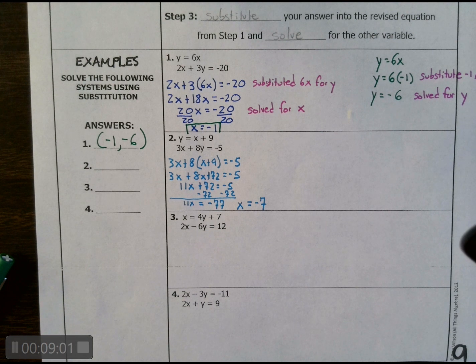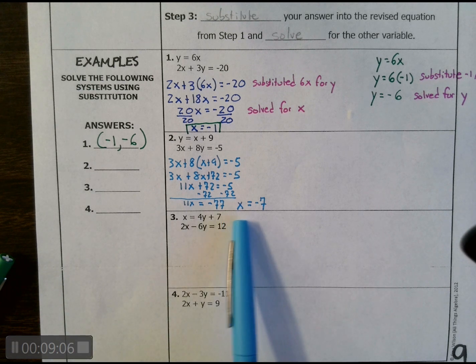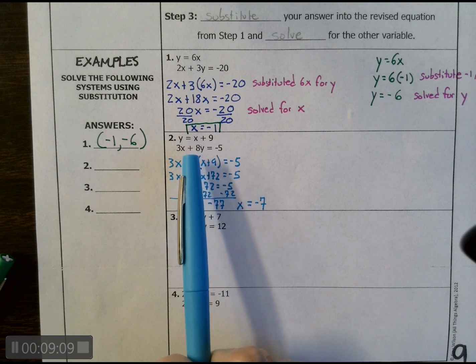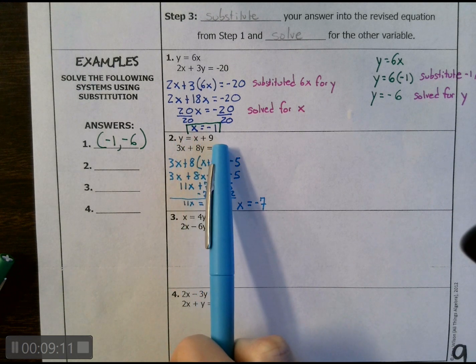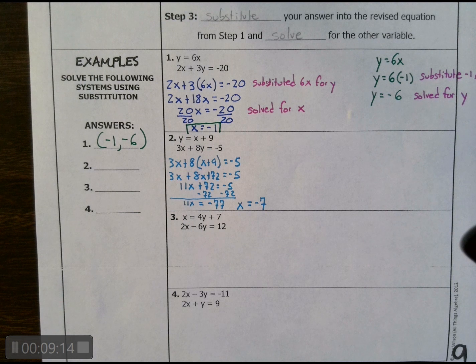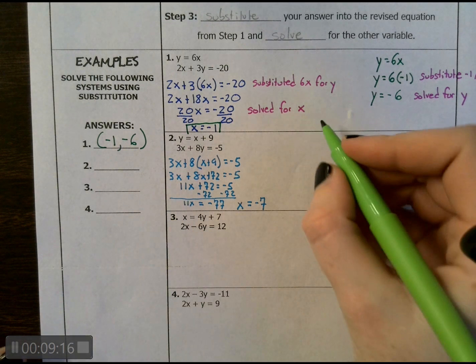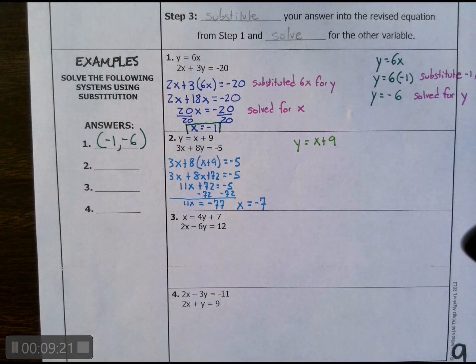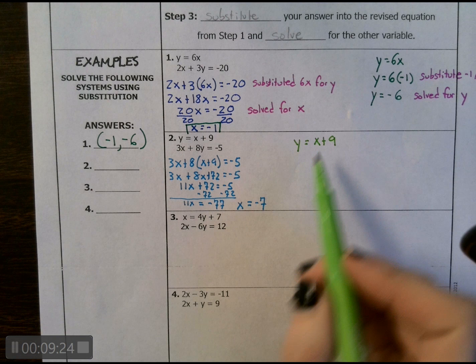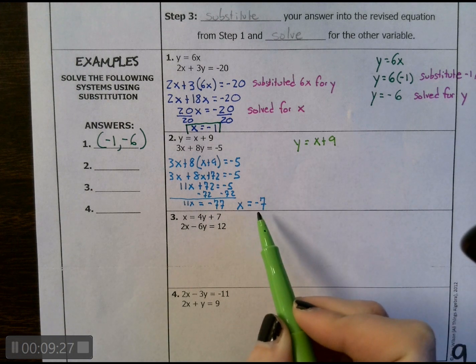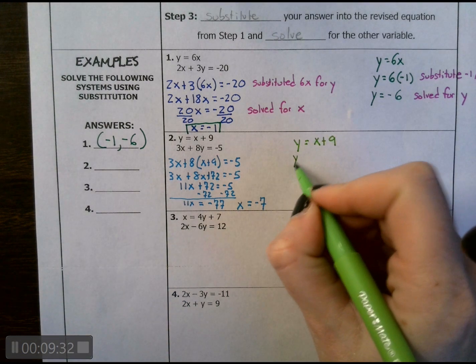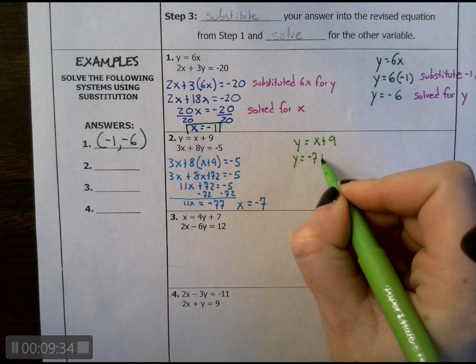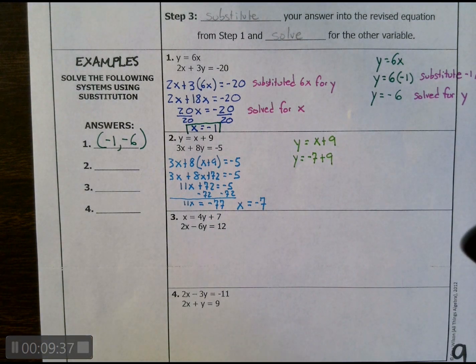So now we have done step 2. We need to do step 3. We are going to substitute in the x equals -7 into our y equals x plus 9. So I'm going to go ahead and copy down y equals x plus 9, and everywhere there's an x, we are going to substitute our answer. So we're going to substitute this -7. So y equals -7 plus 9.